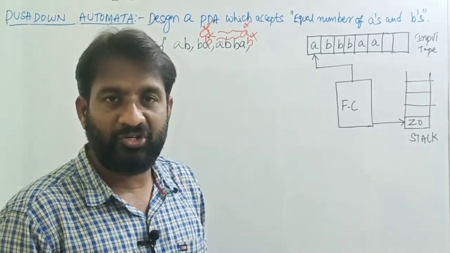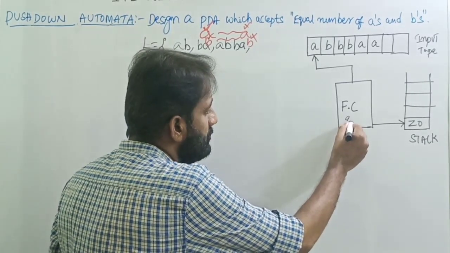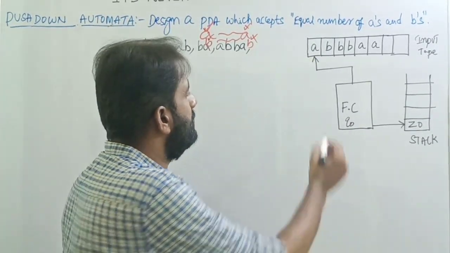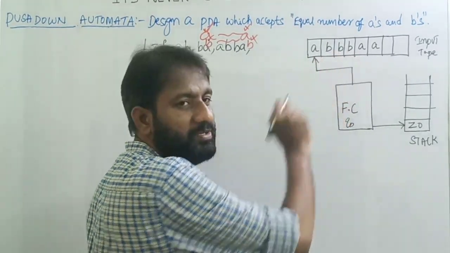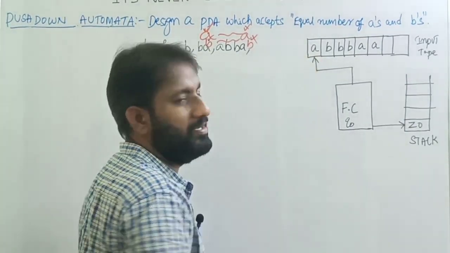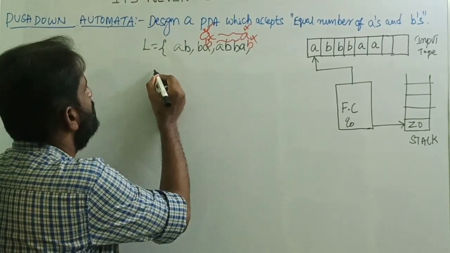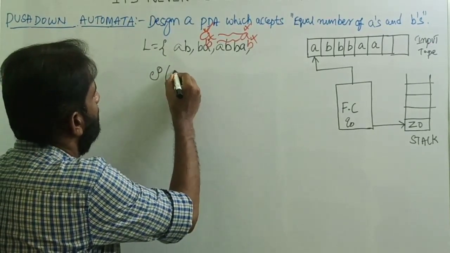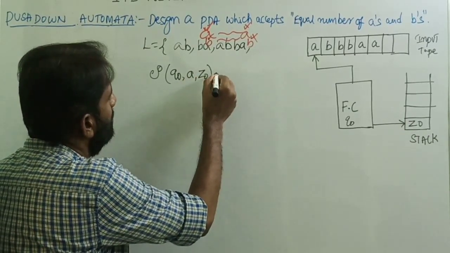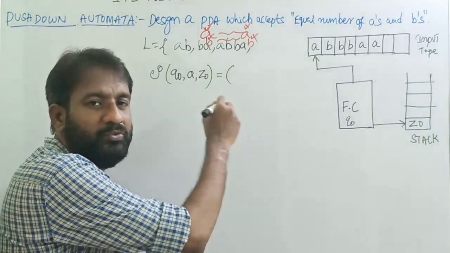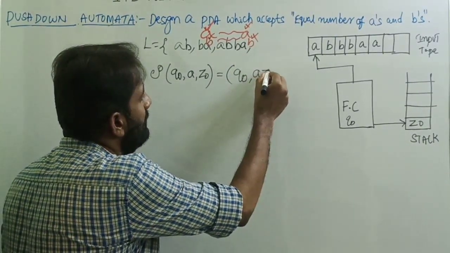Now let's write the transitions for this design. Any machine starts at Q0. Let's take the string AAABBBAA... there is an equal number of A's and B's. The first input symbol is A and the top of the stack is Z0. So I can write the transition Q0, A, Z0 equals, so push A onto the stack, Q0 A Z0.